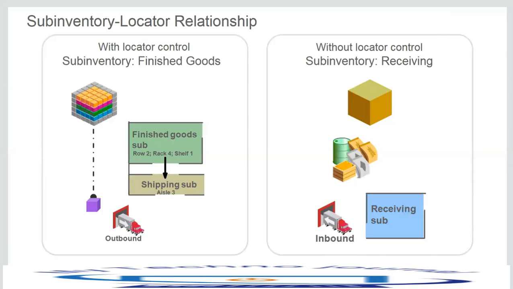As another example, receiving might not use locator controls because the receiving dock has no rows or aisles. So the goods are removed from the truck to the dock and then moved to a raw materials sub-inventory. And if we enable locator control at item level, we must specify a locator when transacting the item into or out of the sub-inventory.